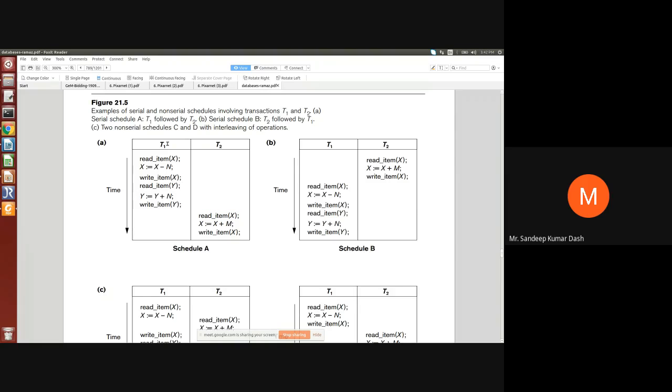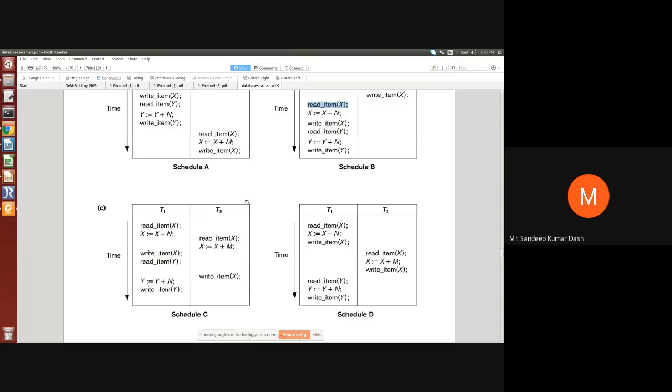So there will be an edge from T1 to T2. Similarly, for this schedule, there will be an edge from T2 to T1, because here read item X is there, write item X is there. Here write item X is there, read item X is there. So T2 to T1, but there will be no edge from T1 to T2. Here also there will be no edge from T2 to T1. Okay.